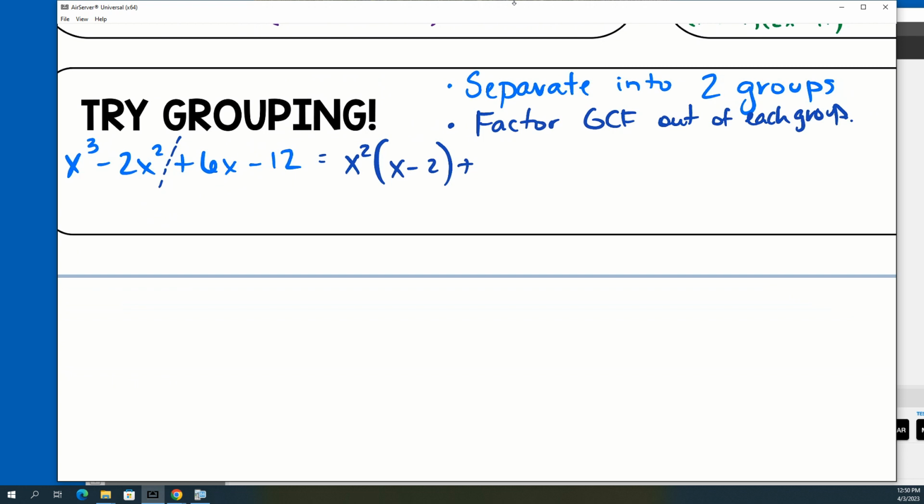Okay, looking at this second group, what's the common factor? Six. So we're going to factor out a six. We divide each of those by six. And this is what has to happen for this to actually work: you have to have the same thing in the parentheses on both sides. Your final answer is what you factored out in one set of parentheses and what they had in common in the other. That's how you factor by grouping. It's all about common factor, common factor.